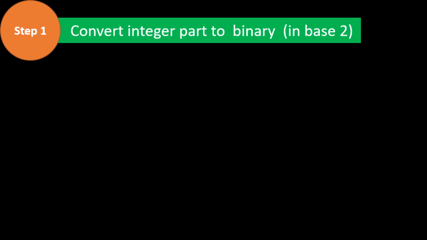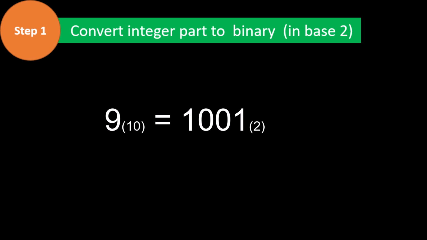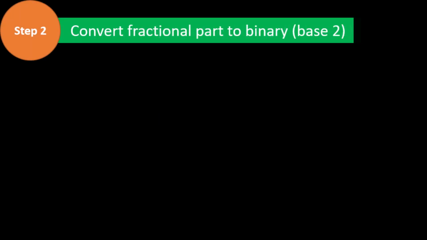Step 1, convert the integer part to binary base 2. Using the divide by 2 method, we convert 9 from decimal to binary. Step 2, convert the fractional part to binary base 2. This is a bit tricky because for integers we use the divide by 2 method, but for fractional parts we use the multiply by 2 method, and we stop multiplying when we get a fractional part that is equal to 0. Let's give it a try. We convert 0.1 to binary base 2.